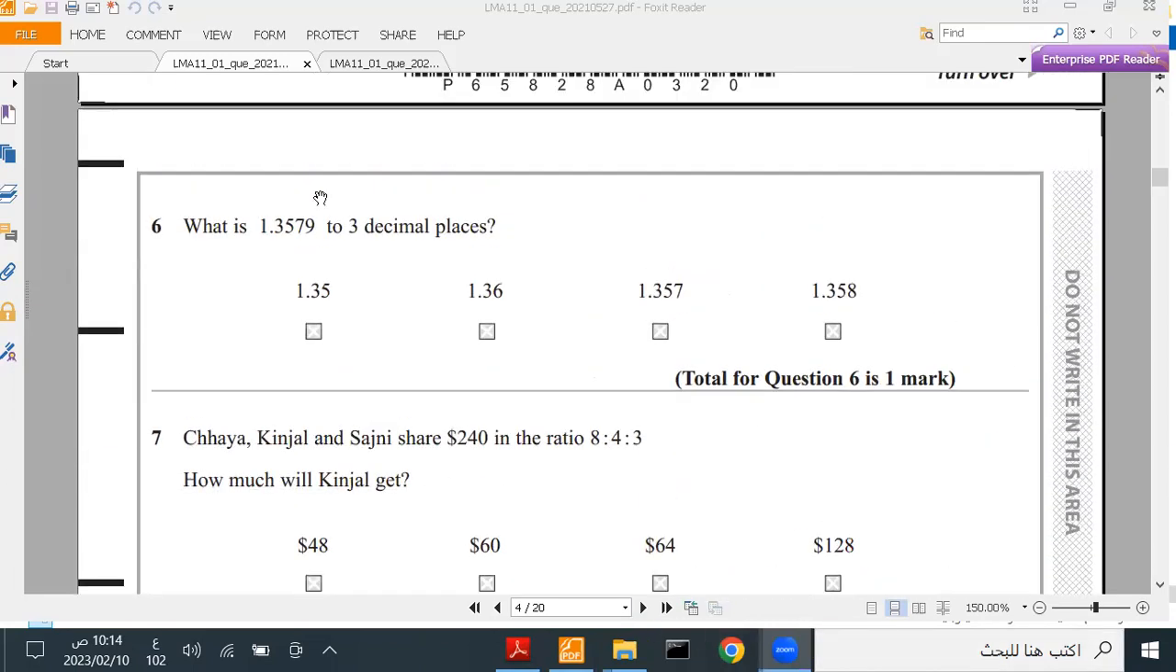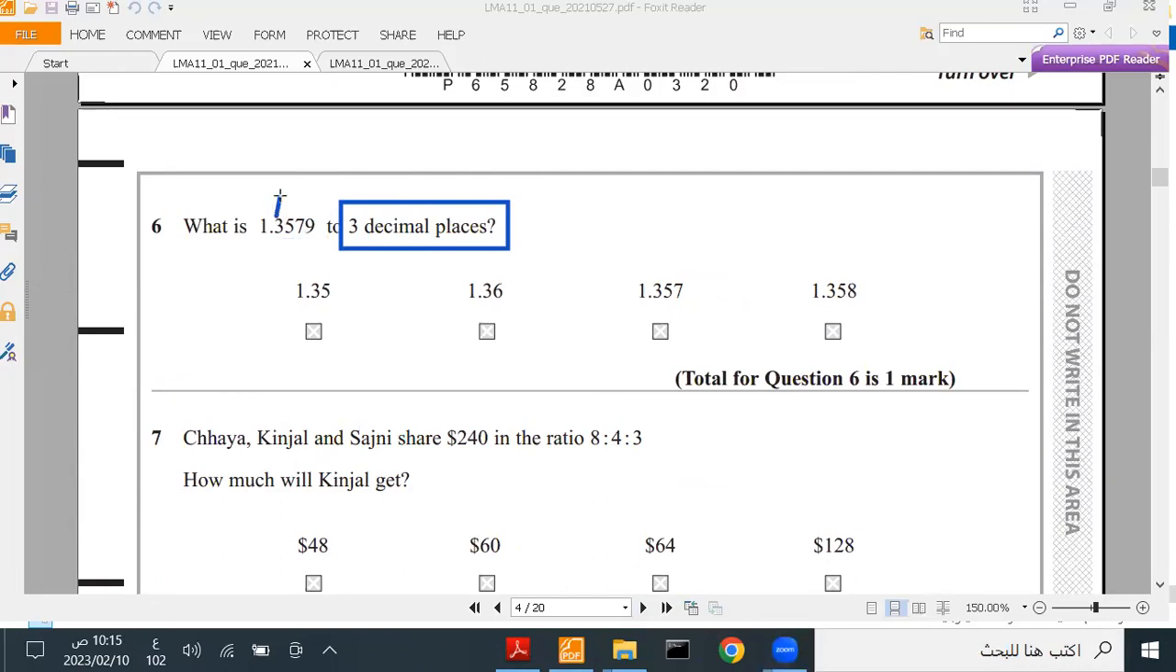Question 6. What is this number to 3 decimal places? So we said for rounding, when they say 3 decimal places, it means you count 3 numbers after the decimal point. When it says 3 decimal places, it means count after the decimal point. If it says significant figures, it means start counting from the beginning. You have to focus on this. Significant figures, start counting from the beginning. Decimal places, start counting after the decimal point. That's the idea, okay? Now let's count them.